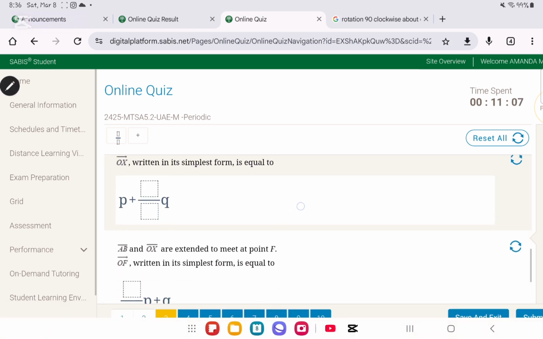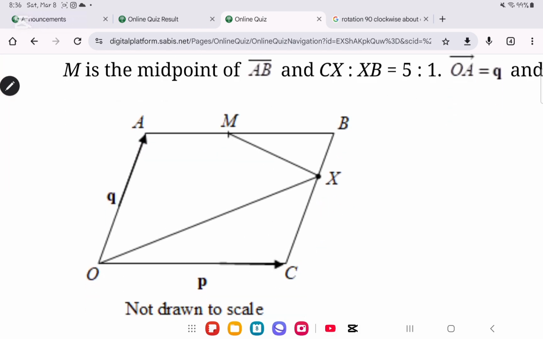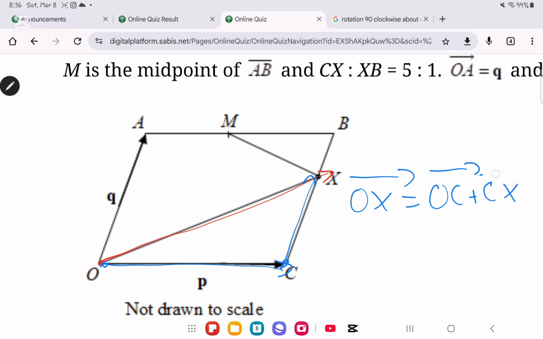Now, we move on to the next part, where they are asking us for OX written in the simplest form. Very simply, to find OX, this is OX. You can take these two lines, OC plus CX. So very simply, OX is equal to OC plus CX. OC, we know it is P, plus CX. CX is going upward, so it's going to be plus Q.